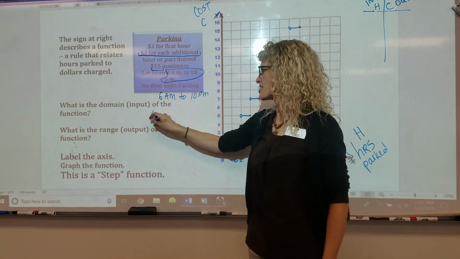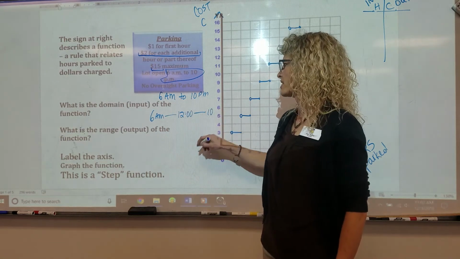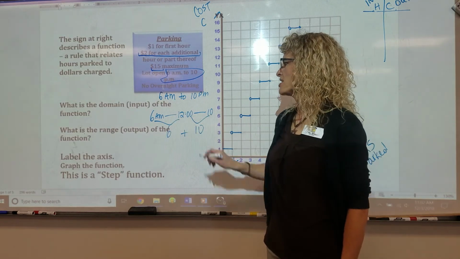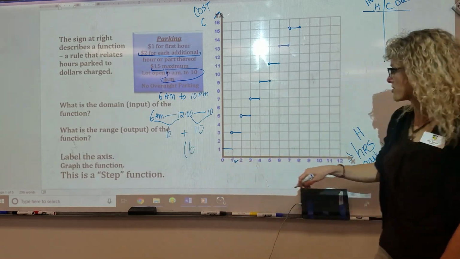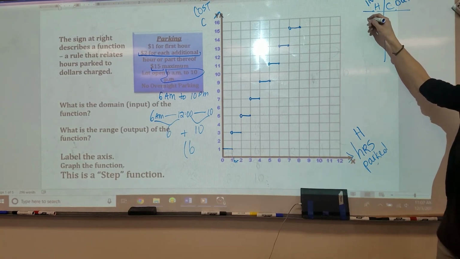All right, let's go 6 a.m. to midday or noon, and then we'll go to 10. That's 6 hours. 12 to 10 is 10 hours. 6 plus 10 is 16 hours. So I don't have it on my graph, but at 16 hours, I gotta stop.